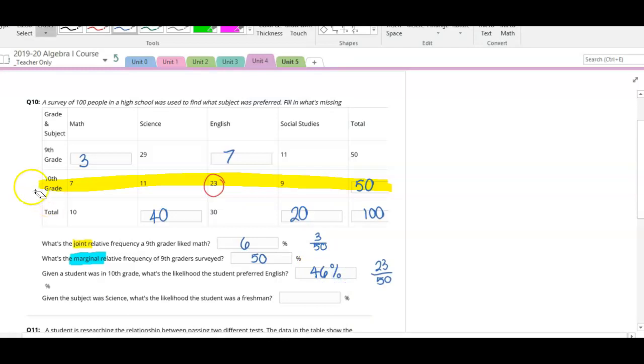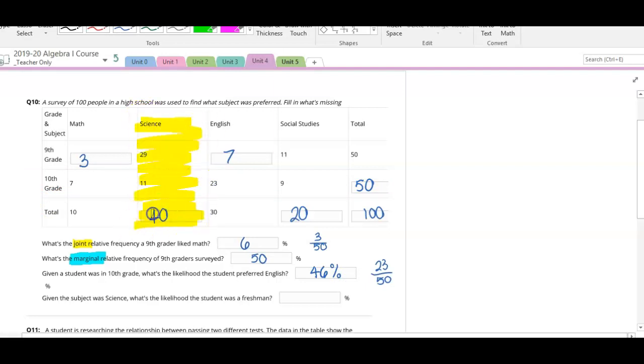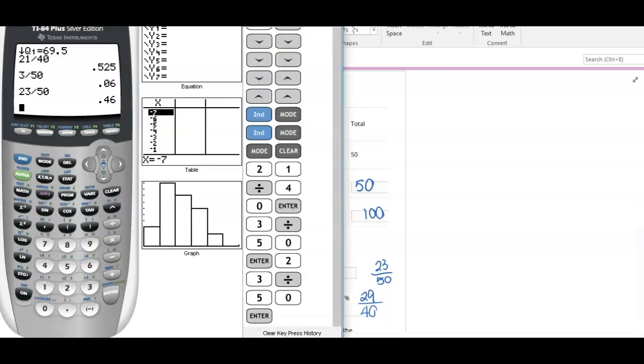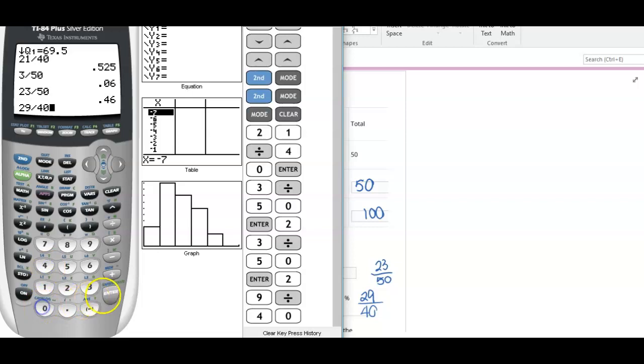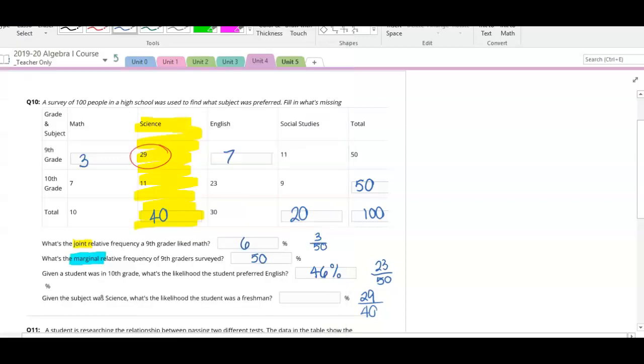Given that the subject was science, so now we are starting with science. Given that it's science, that's a total of 40. What's the likelihood that the student was a freshman or ninth grader? 29 out of 40. Using my calculator, 29 divided by 40, I get 72.5%.